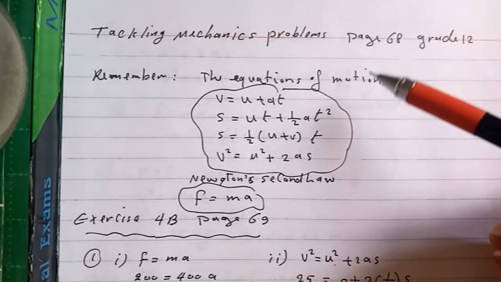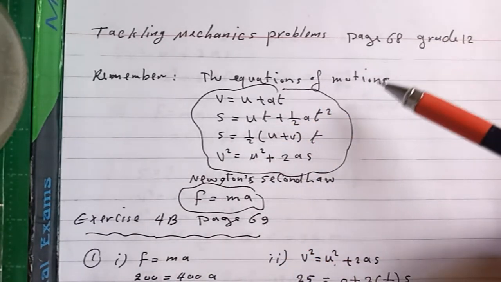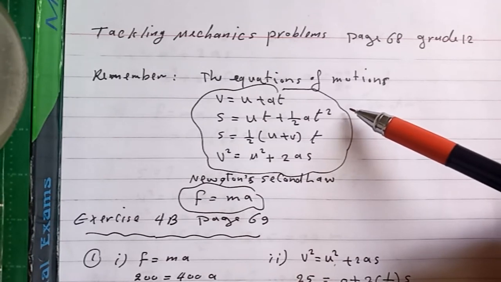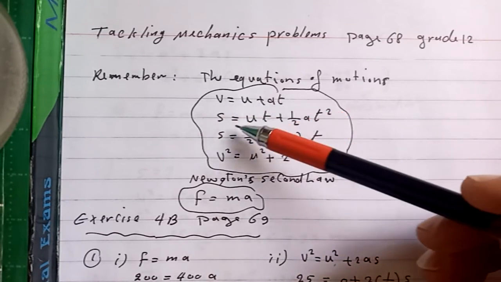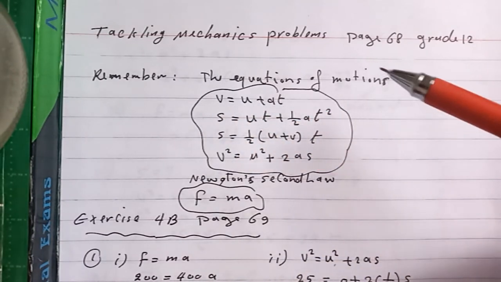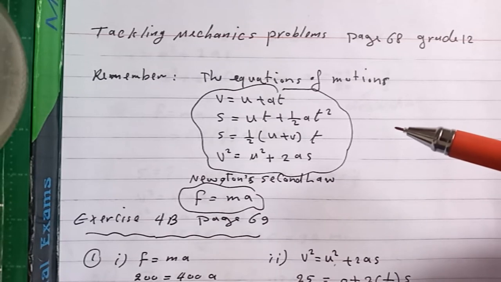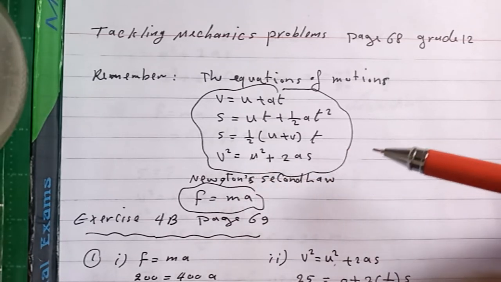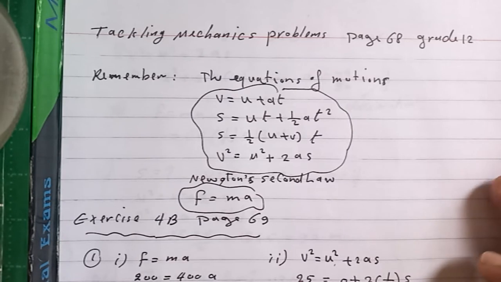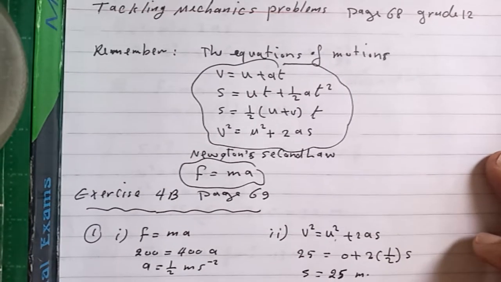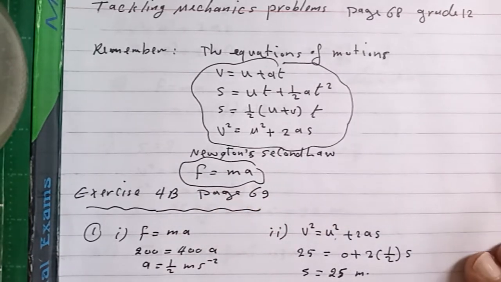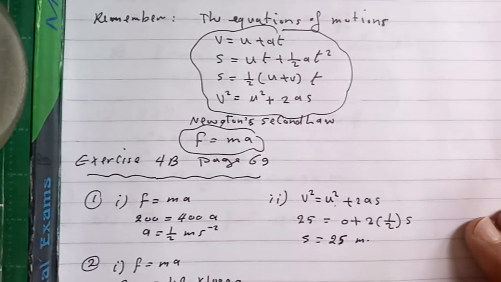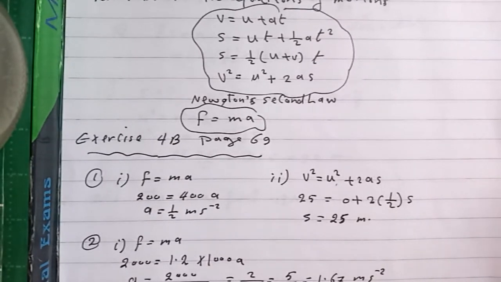First we need to recall these rules. The equations of motion, we took them before: V equals U plus AT, S equals UT plus half AT squared, S equals half (U plus V) times T, V squared equals U squared plus 2AS. And also Newton's second law, which says that F equals ma. We took this before. And then let's go directly to exercise 4b, page 69.